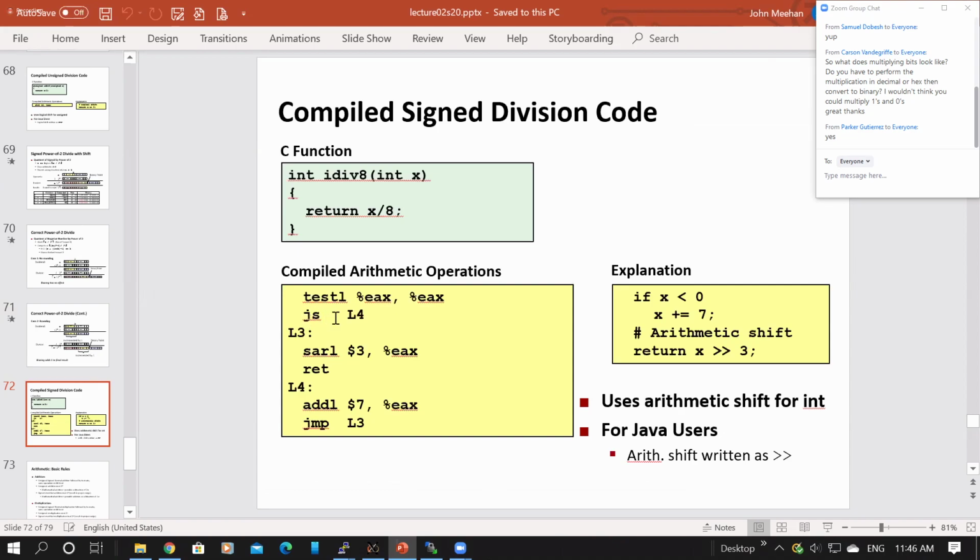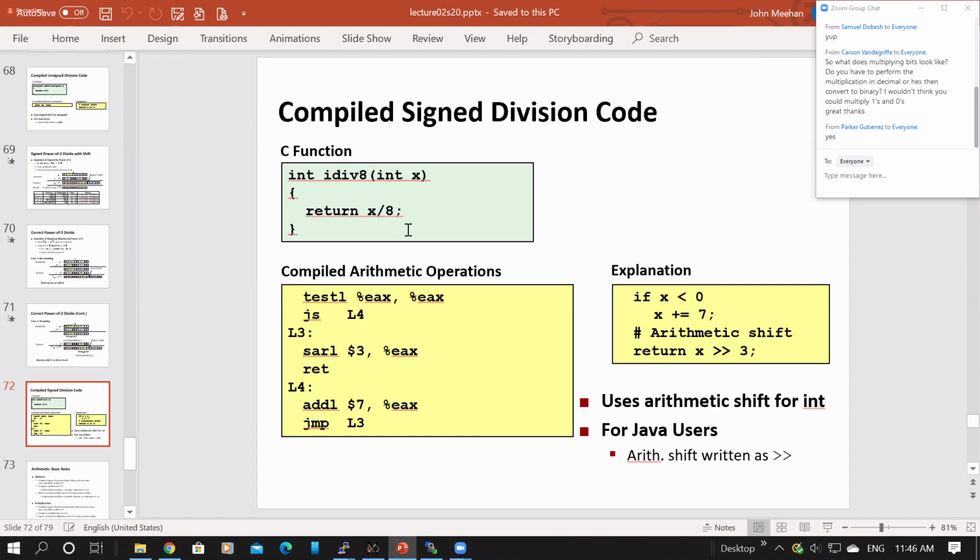Otherwise, we don't. And we jump to label 4. A label in assembly language looks like something with a colon after it that we stick on the left side of the page by convention. So if this thing is negative, the jump will happen and we'll go here. And then it's going to add 7, right?